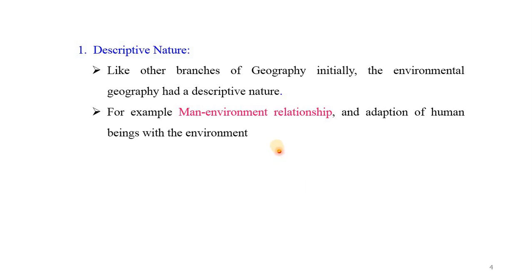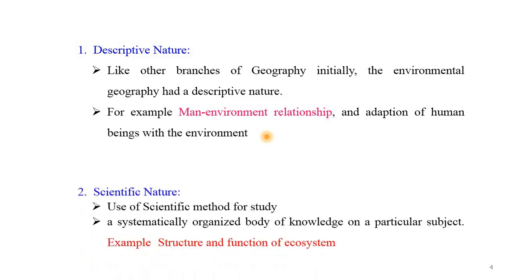For example, topics such as man-environment relationship, the adaptation of a human being to the environment, ecosystem, types of ecosystem, function of ecosystem, pollution, types of pollution, these were the very common topics that were part of the initial period of our environmental geography. These topics were all described in a very simple manner with the help of words only.